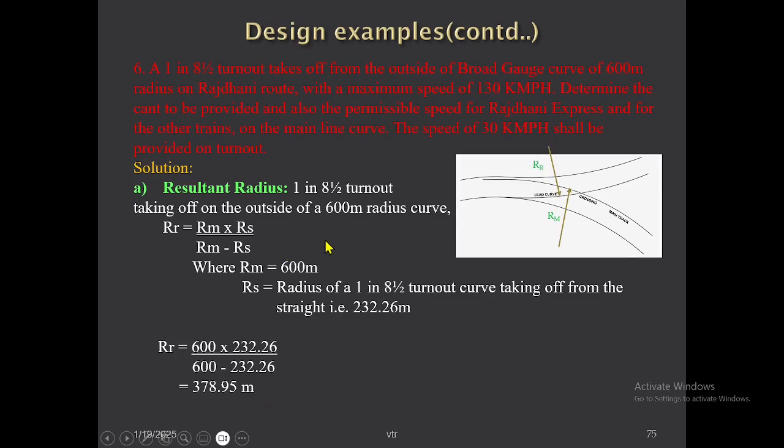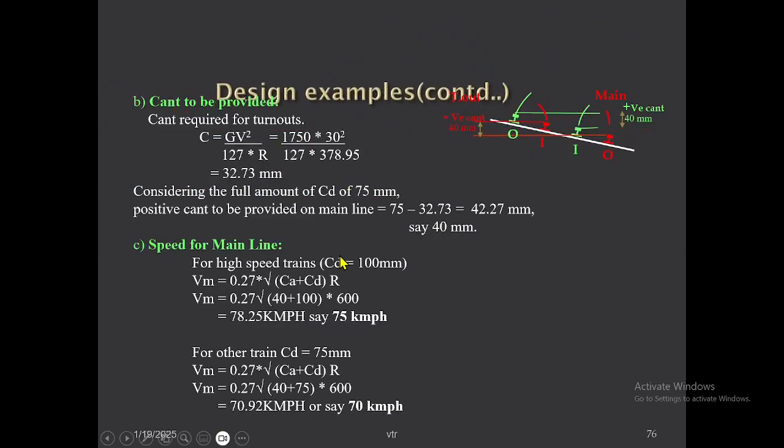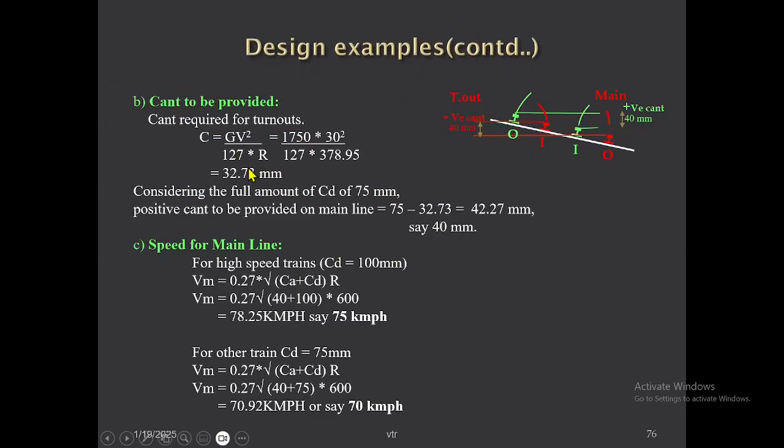Okay. Then after that, we first have to provide the cant required for the turnout. The speed of the train on the turnout is given as 30 km/h. So for 30 km/h you have to find out the equilibrium cant, that is GV squared by 127R, or 13.76 into V squared by R. Any formula you can use. Using the relation, we get the equilibrium cant required for the turnout speed as 32.73 mm. Here we are using the resultant radius.